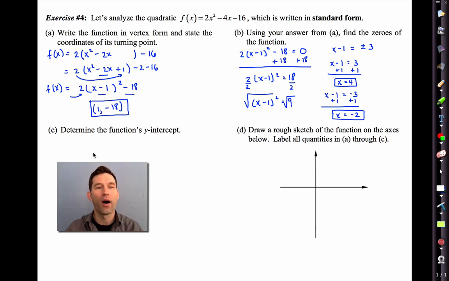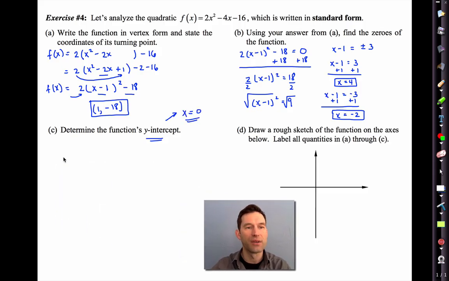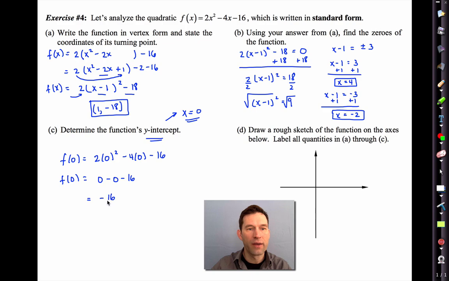Determine the function's y-intercept. Remember, the y-intercept is always the output when x is equal to 0. So the y-intercept tends to be an easy thing to figure out because all you have to do is put 0 in for x. I'm going to put 0 into the original function, although I could put it into the vertex form. 0 squared is 0, times 2 is 0. 4 times 0 is 0, minus 0. Minus 16 gives us a y-intercept of negative 16.